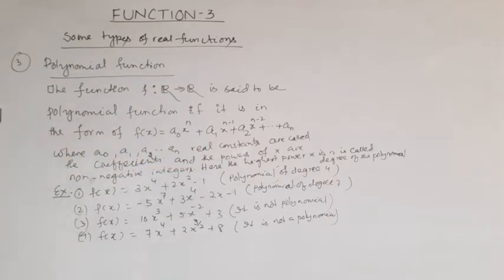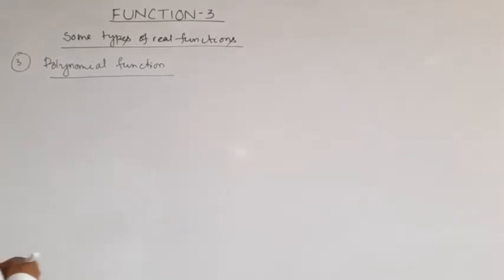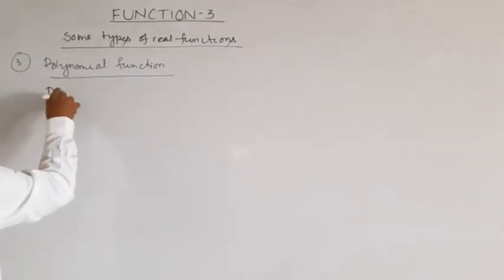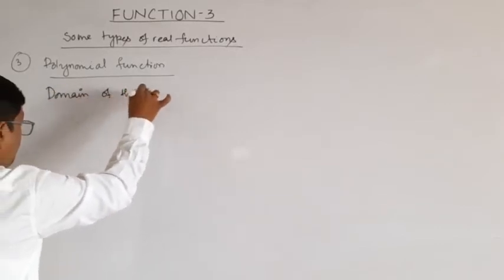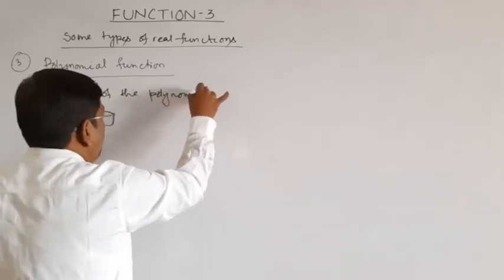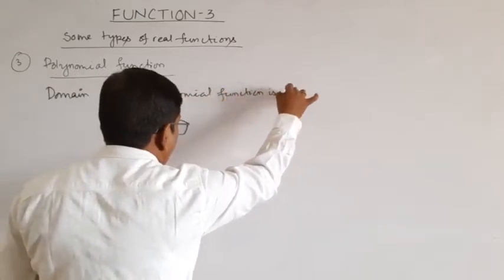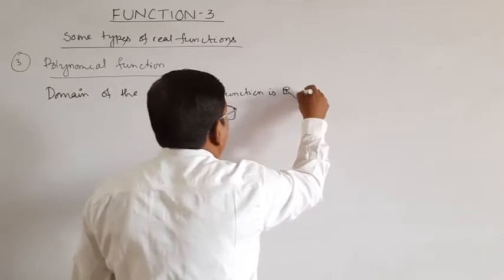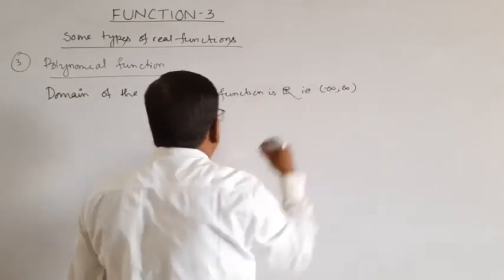Now, what is the domain and range of the polynomial function? The domain of the polynomial function is the set of real numbers, that is, minus infinity to plus infinity.